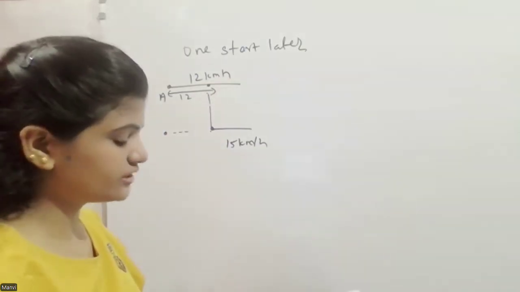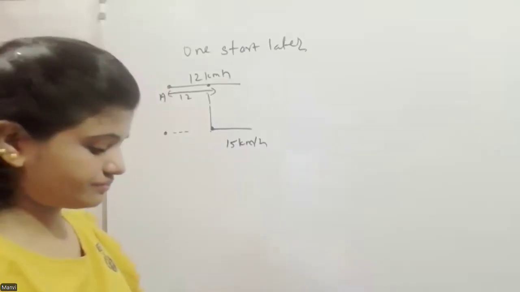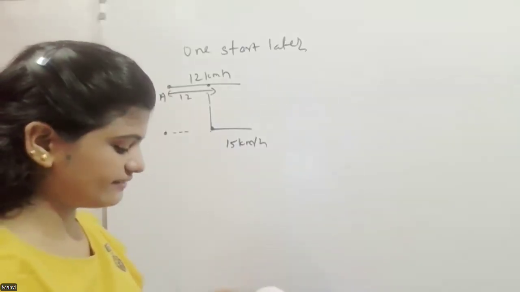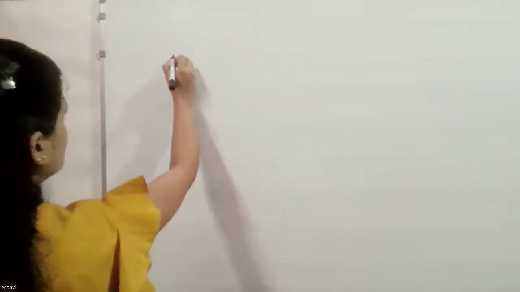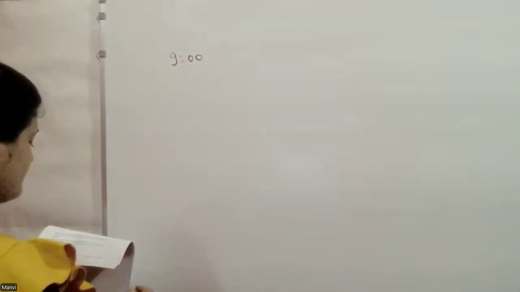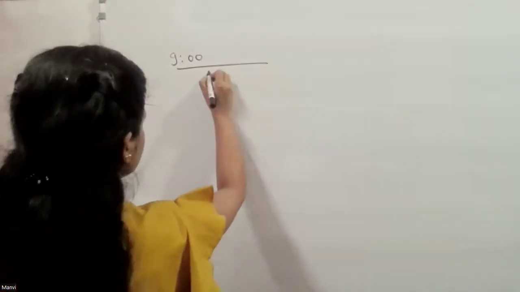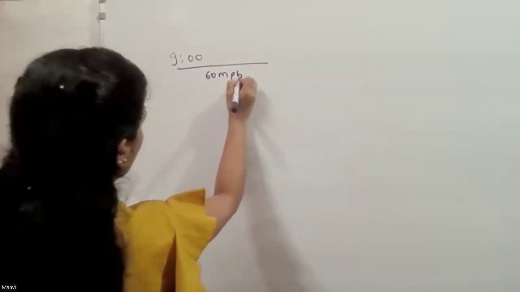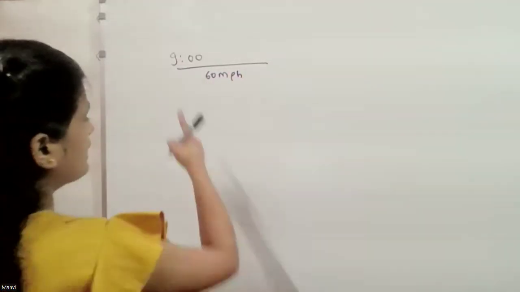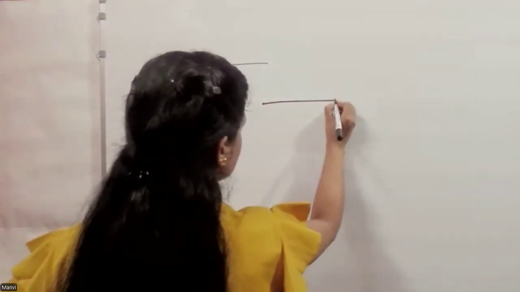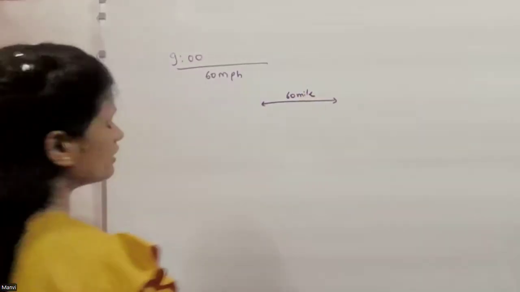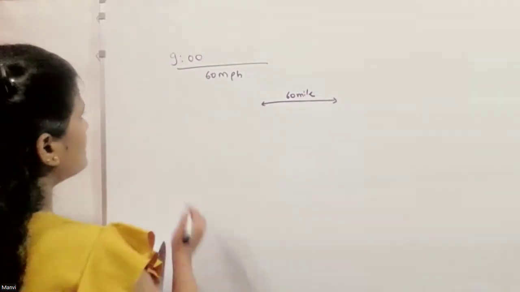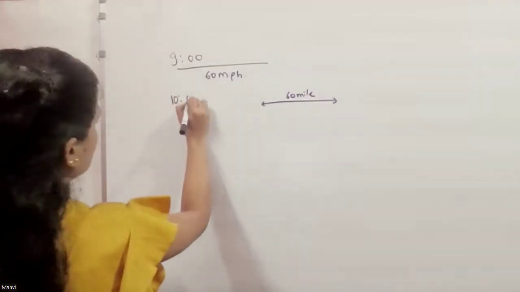For example, let me do this one for you. Look at question number 31, Kavya. What does it say? Car A leaves at 9 and travels at 60 miles per hour. That means in 1 hour, car A travels 60 miles. We're talking about 1 hour only. Why 1 hour? Because after 1 hour, car B started.